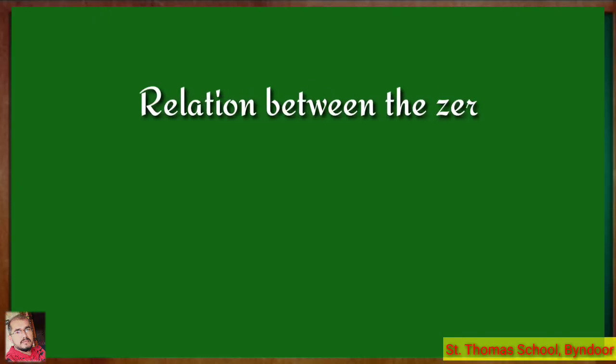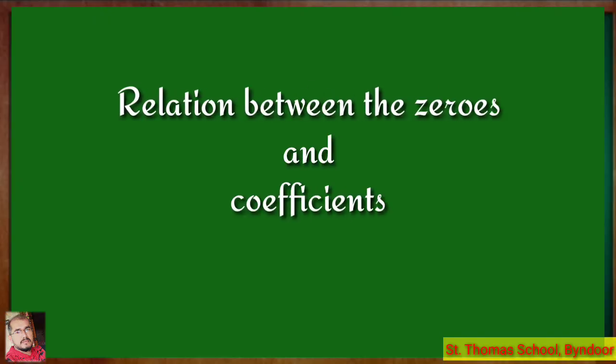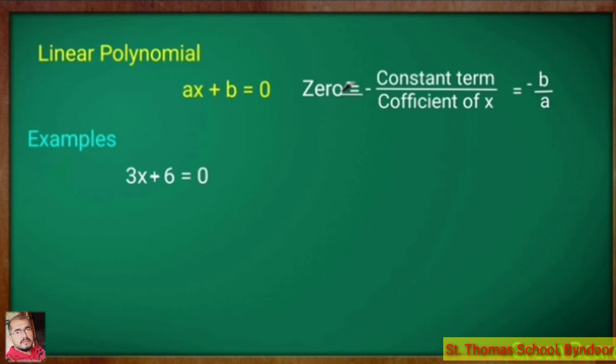Now in this video I will explain the relation between the zeros and the coefficients. Here, a linear polynomial is in the form ax plus b equals 0. So the zero is minus the constant term divided by the coefficient of x. Here b is the constant term and a is the coefficient of x. So we can write the zero as minus b by a. Okay, so this is the formula for the linear polynomial.